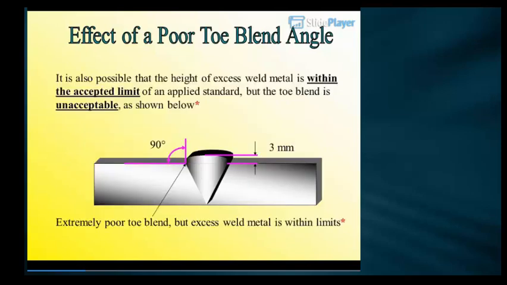Effect of a poor toe blend angle. It is also possible that the height of excess weld metal is within the accepted limit of an applied standard, but the toe blend is unacceptable, as shown below. 90 degrees, 3 mm. Extremely poor toe blend, but excess weld metal is within limits.